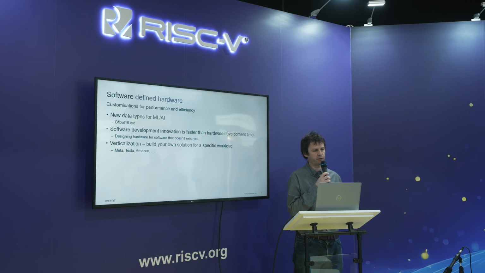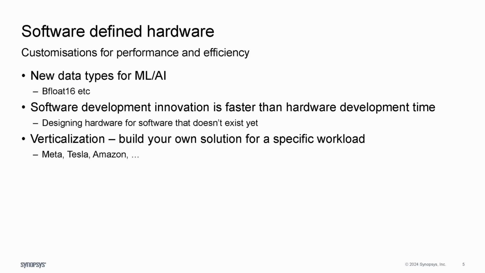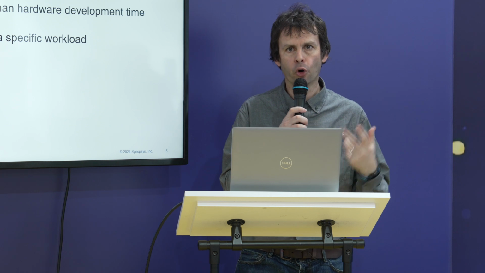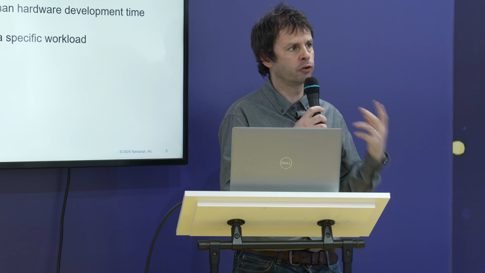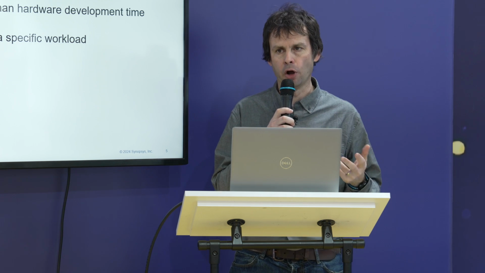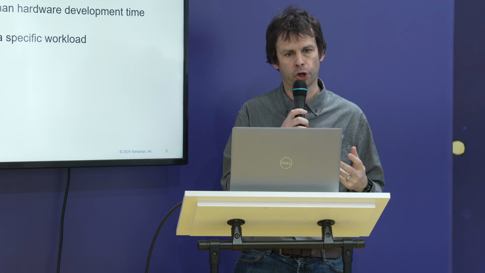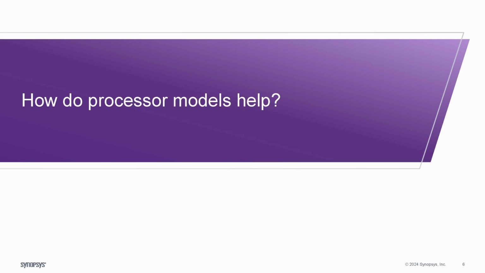The final change we're seeing is verticalization. So with this interesting custom silicon, with this ability to customize and roll your own solution, we're seeing more and more companies want to own hardware and software stacks and develop their own custom chip for their own custom workload. So how do models help with this?